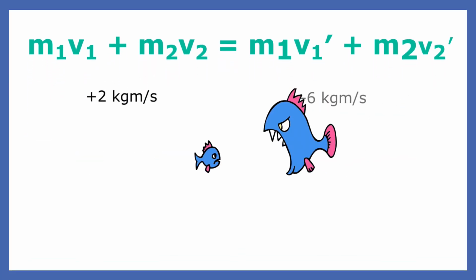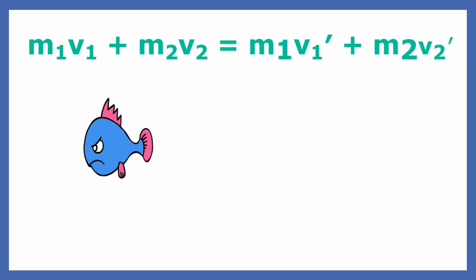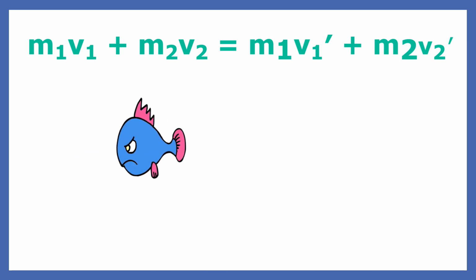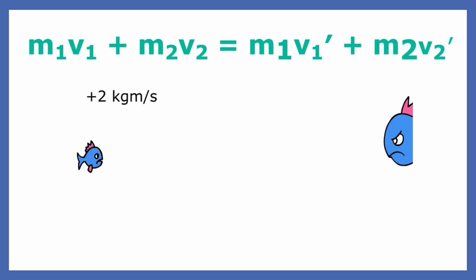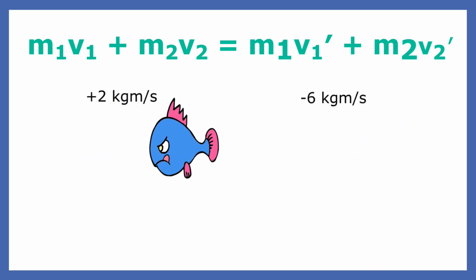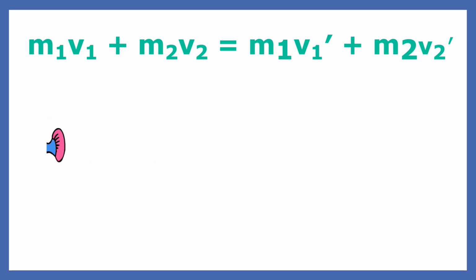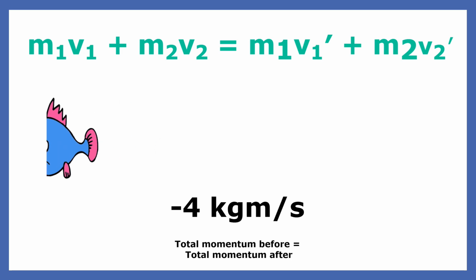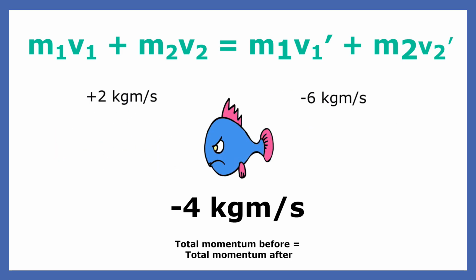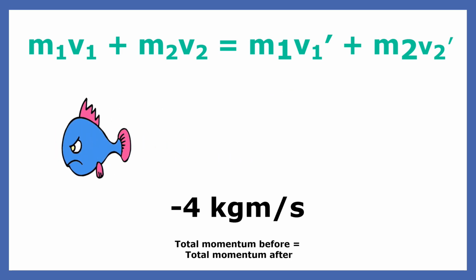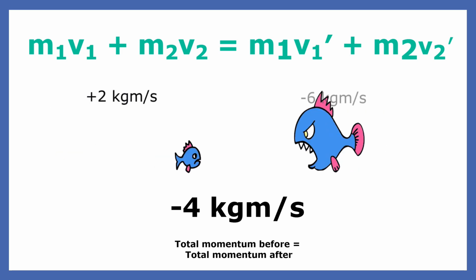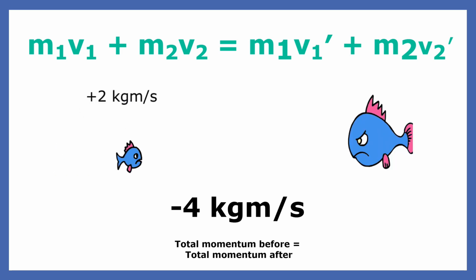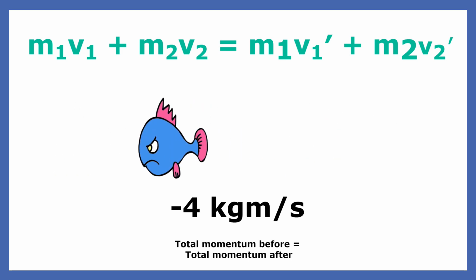When the fish on the left swallows the fish on the right, it slows down. Notice that the momentum of the large fish is negative and the momentum of the small fish is positive. This is because momentum is a vector, and negatives and positives are used to indicate direction. The total momentum is negative 4 kilogram meters per second before, so when the big fish eats the little fish, the total momentum after is negative 4 kilogram meters per second.